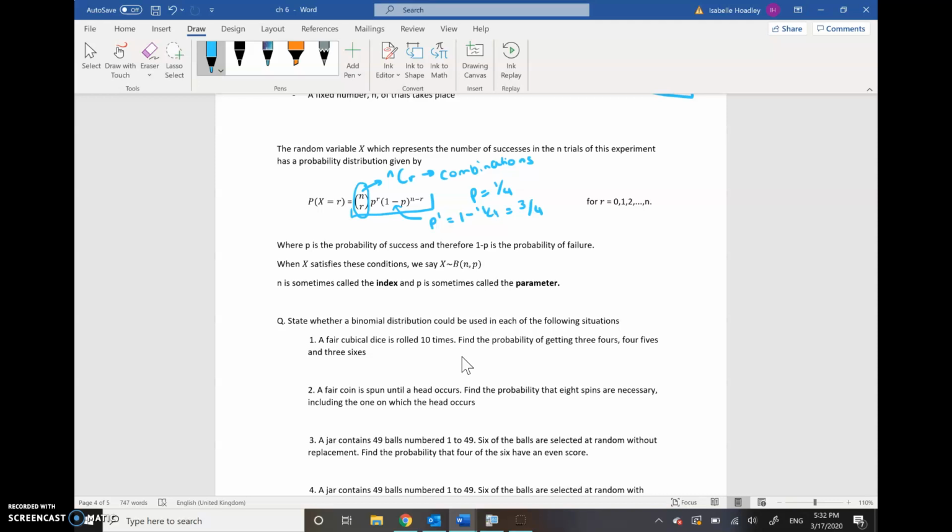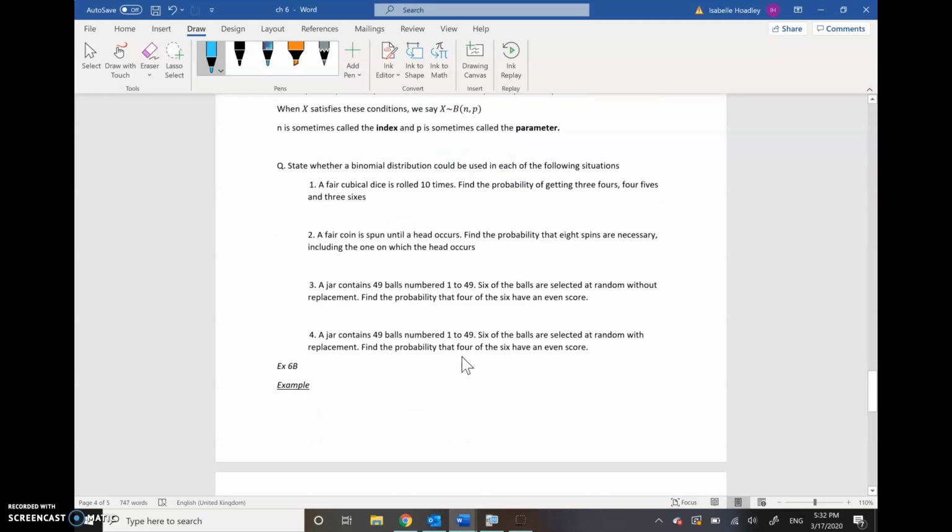All right, so we're going to state whether a binomial distribution could be used in each of the following scenarios. A fair cubical dice is rolled 10 times, so we've got defined times, and we've got defined outcomes because it's a dice, so it's random. Find the probability of getting three 4s, four 5s, and three 6s. Yes, we could absolutely use a binomial distribution for that. A fair coin is spun until a head occurs. Find the probability that 8 spins are necessary, including the one on which the head occurs. Again, yes, we have a defined quantity of things that are occurring. Coins are random, the probability remains consistent, so that's fine.